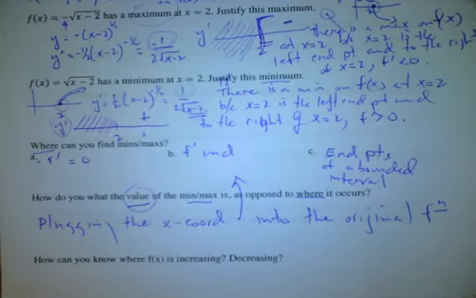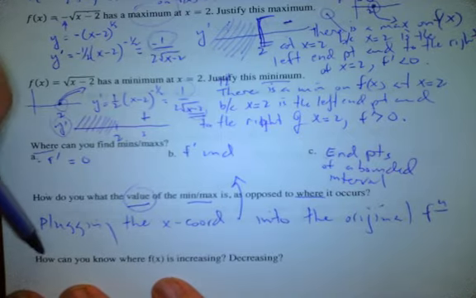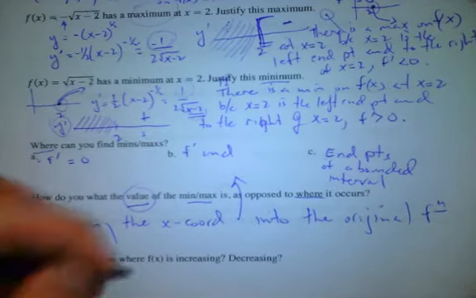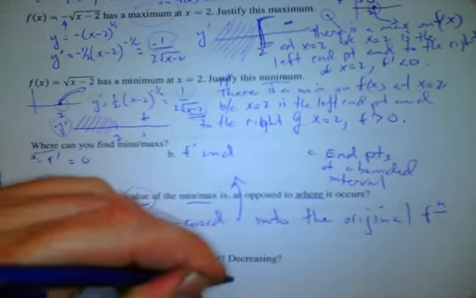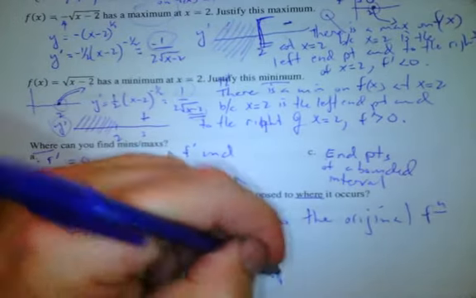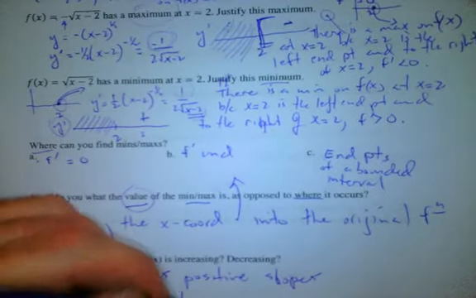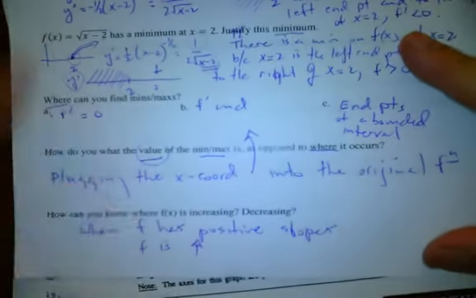But really our sign chart is what helps us figure out whether each of those critical values turns out to be a min, a max, or neither. Okay, what about this last question on this page? How can you know if f is increasing or decreasing? Well, I think when f has positive slopes, f is increasing.